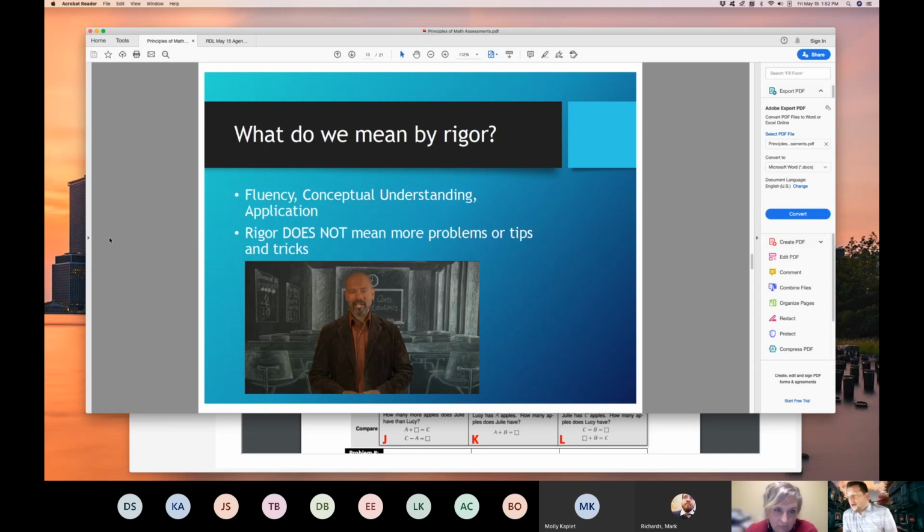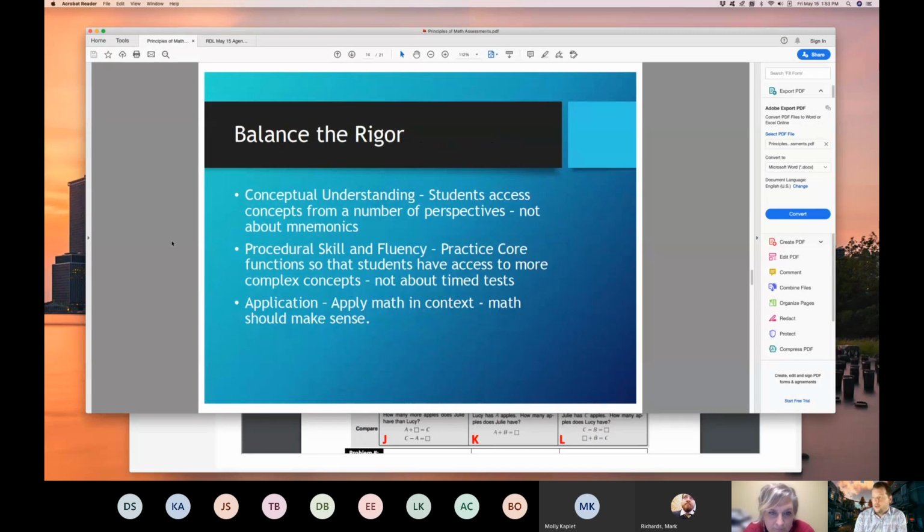So I'm going to go on to the next part of this, and you remember those 3 principles. I've got to target the major work of the grade. Well, then I also have to start to balance rigor. And as we're talking about rigor, we're mentioning fluency, conceptual understanding, and application. It's not about more problems, and it's not about tips and tricks as we're thinking through this. By the way, in the slideshow, this is a quick little video if you need to play for your participants to walk them through those pieces and parts.